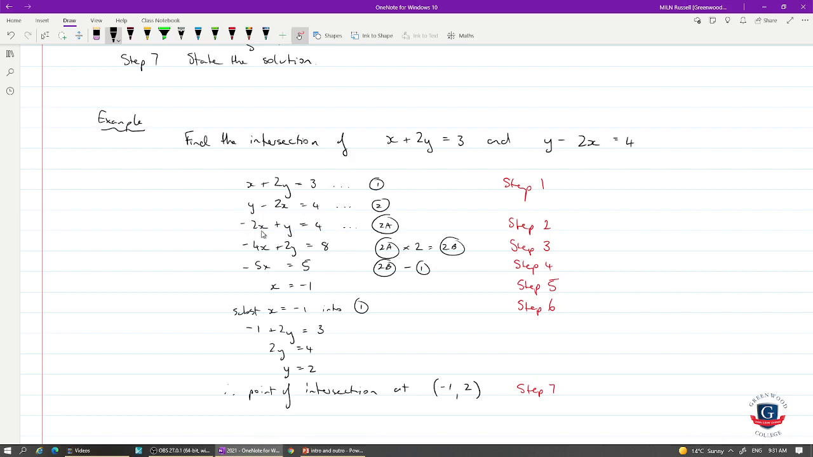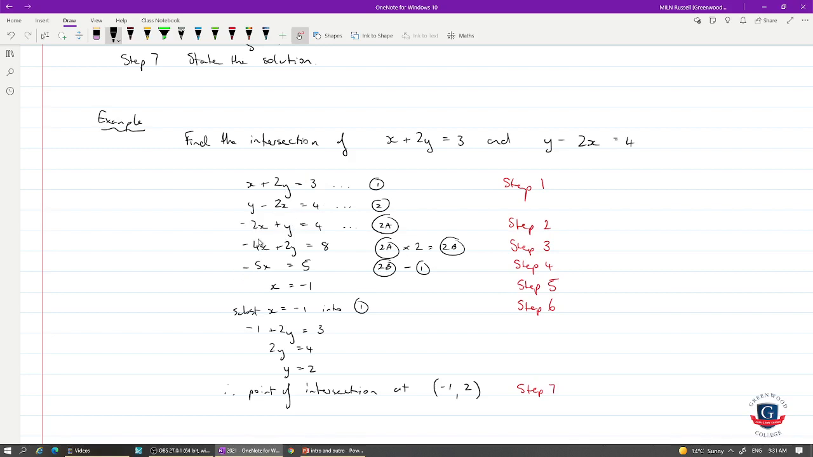Now, with these two equations, it's not easy to eliminate them because we don't have two x's here to add them together to make no x's. We don't have two y's here to subtract them to make no y's, and we don't care about the constants at this point. It has to be one of these two that we're eliminating.